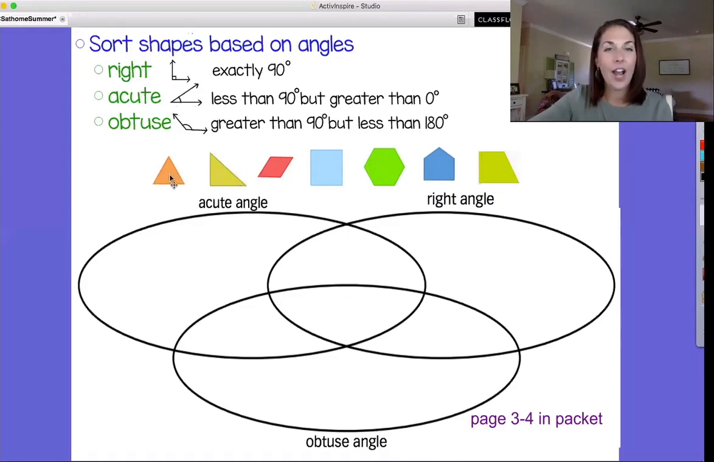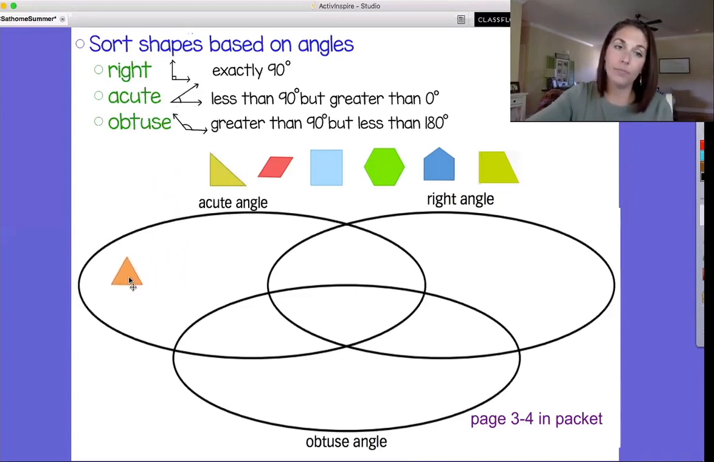So let's look at this triangle first. And when I look at this triangle, I see 3 angles. And if I were to measure those angles, I know that all 3 of those angles would measure less than 90 degrees. And I call that acute. So I know that this has 3 acute angles. So I'm going to place this here into the only acute angles category.